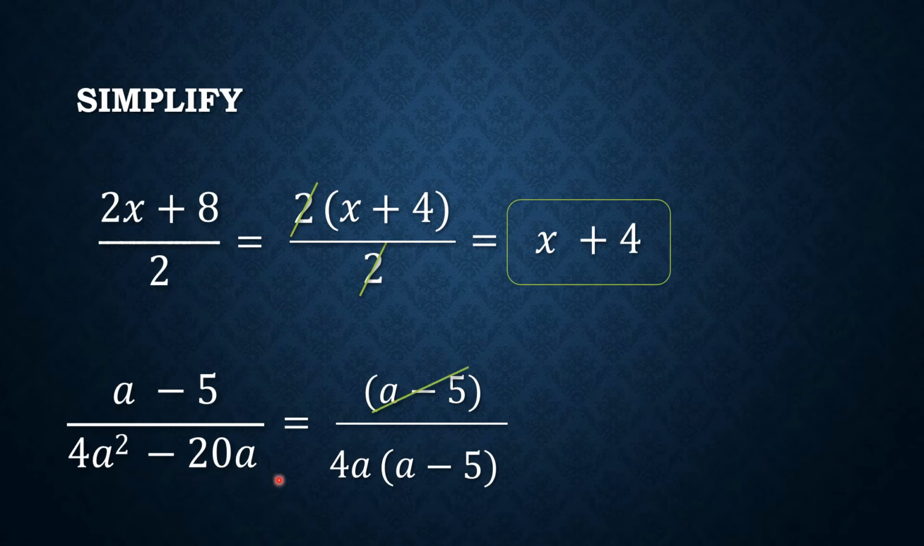Now you can see that there are common factors. A minus 5 can be cancelled. And here, mapapansin na walang natira sa taas. But obviously, we must remember that 1 is always a factor. Hindi lang natin siya sinusulat, but remember that 1 is always a factor of any expression. So, the simplest form is given by 1 over 4a. That's it.